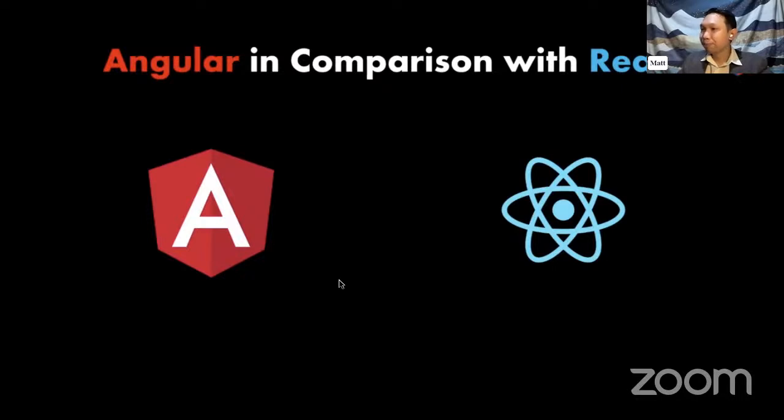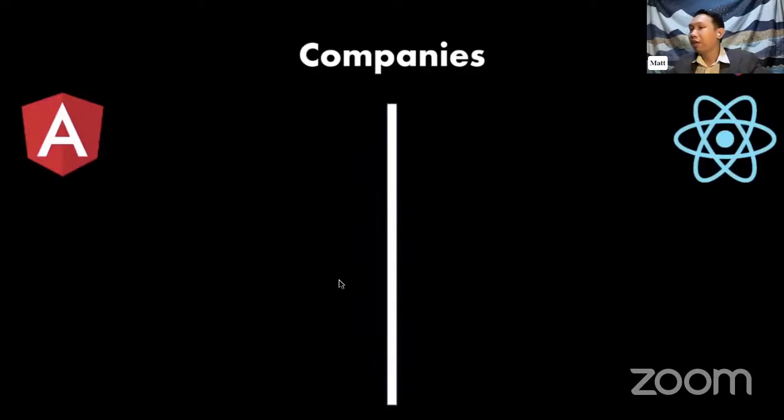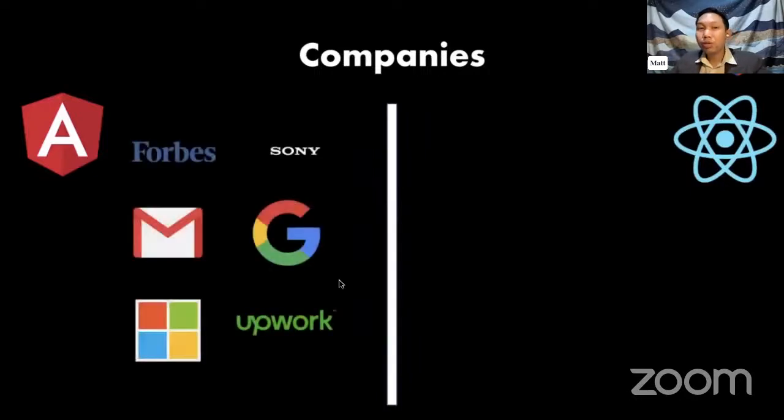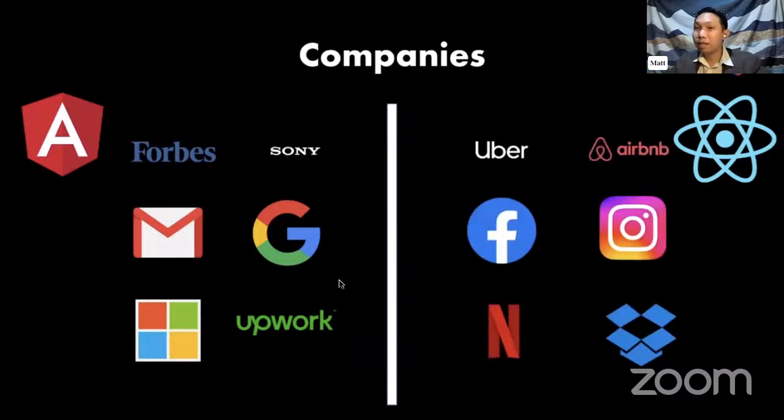Okay. So let's look at the companies in Angular and React. So Forbes, Sony, Google, Microsoft, and Upwork use Angular, while Uber, Airbnb, Facebook, Instagram, Netflix, and Dropbox use React. And on the left side, these companies are more solid, while on the right side, they're more disruptive. The companies on the right kind of want a fast-paced web technology, while on the left side, they want a framework that allows them to have an established way of doing things. So let's look at the learning curve of React and Angular now.